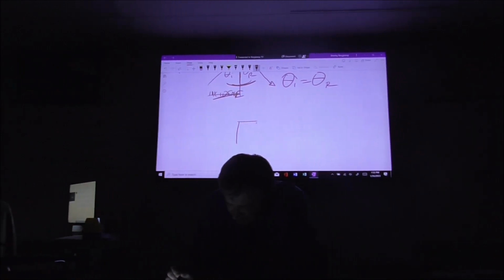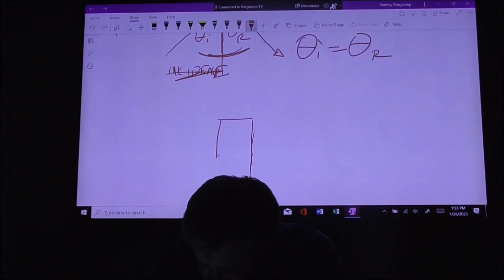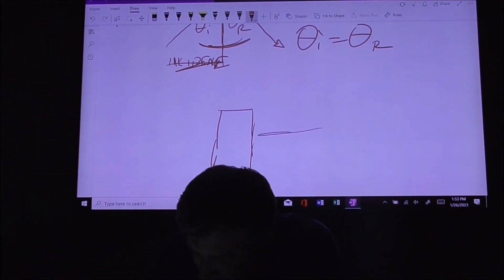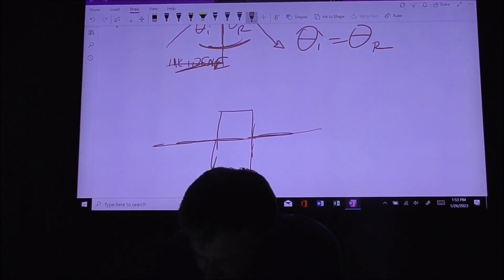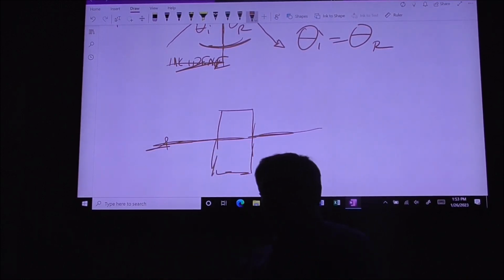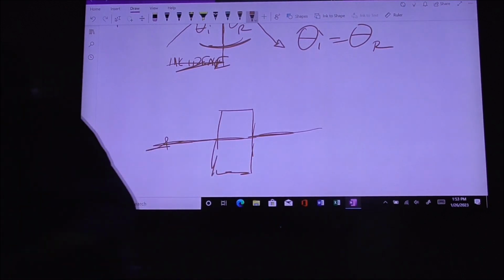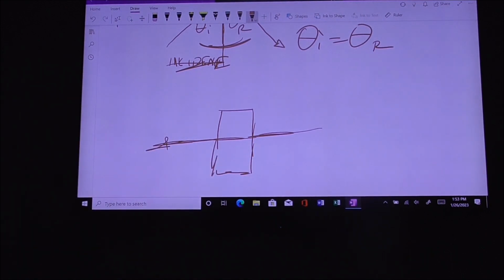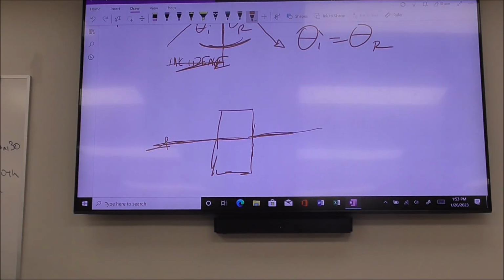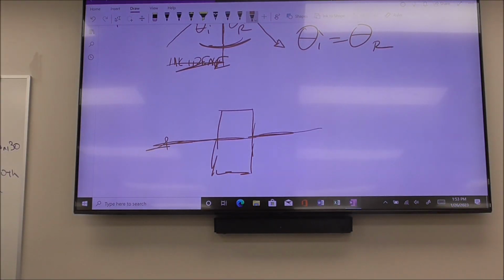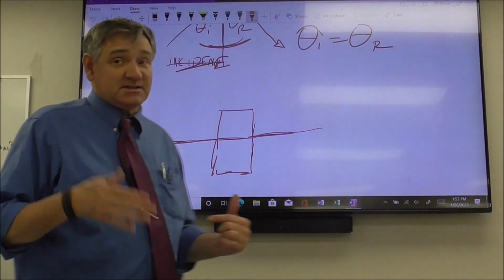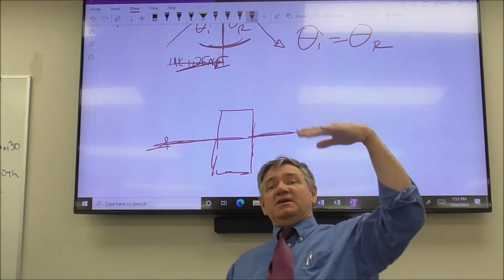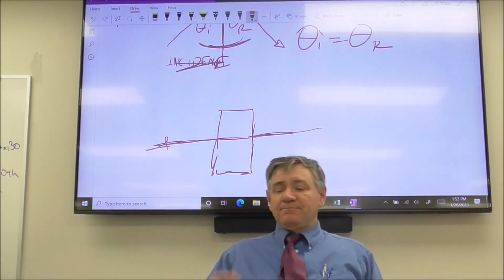So what happens with light as it goes through an optically dense medium? So here's this piece of glass. If I shine it straight on like this, nothing happens in terms of the angle. But does the light slow down when it goes through that acrylic? Yes, because it's optically dense, right? The bigger the index of refraction, the more that it slows down.